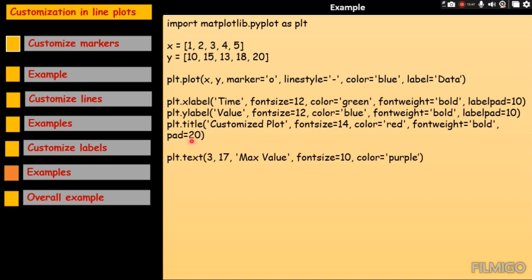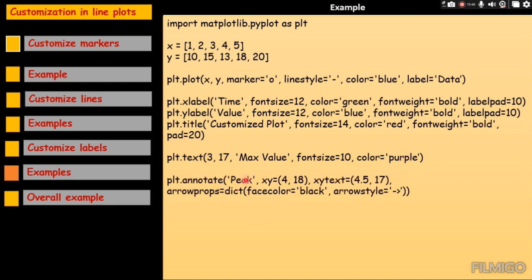Add text: plt.text(3, 17, 'max value', fontsize=10, color='purple'). Add annotation: plt.annotate('peak', xy=(4, 18), xytext=(4.5, 17), arrowprops=dict(facecolor='black', arrowstyle='->')). Add legend: plt.legend. Show plot: plt.grid(True), plt.show.